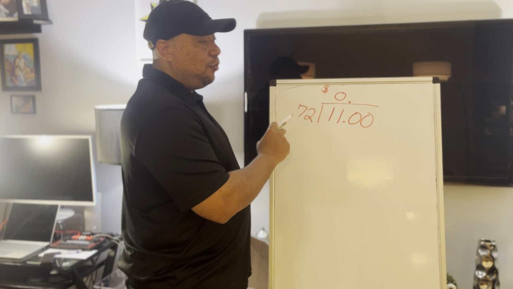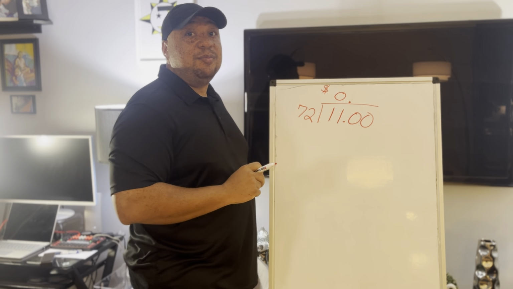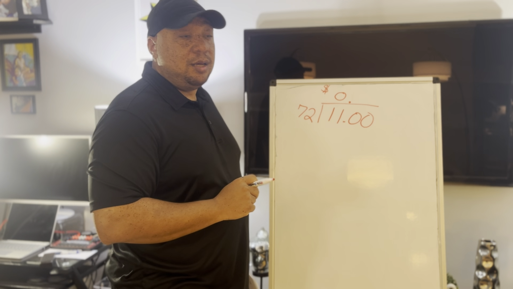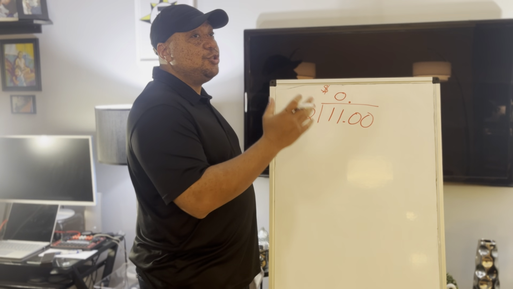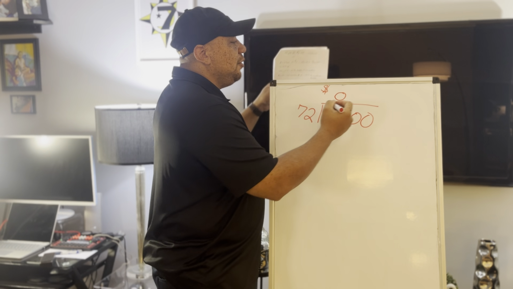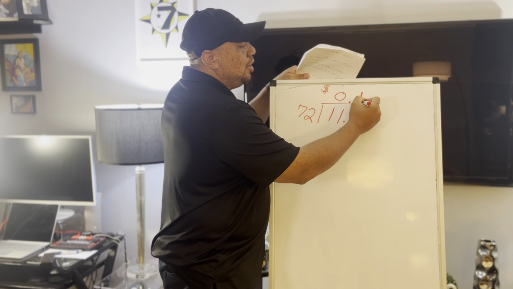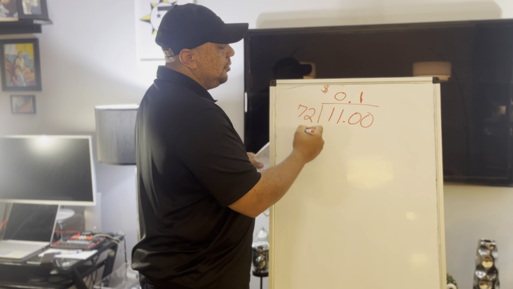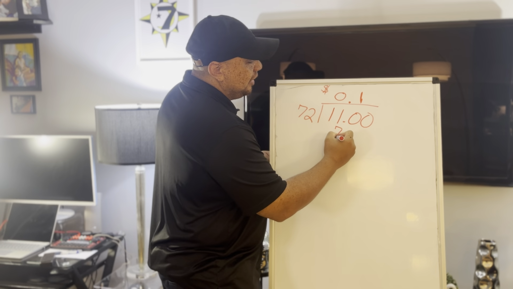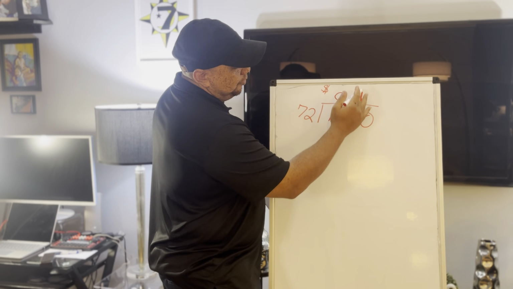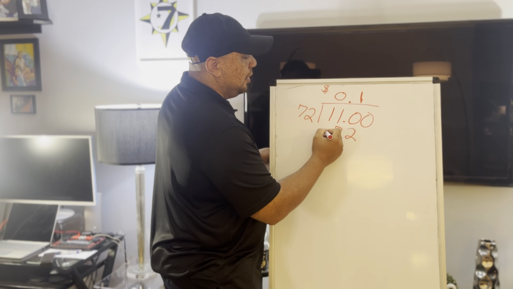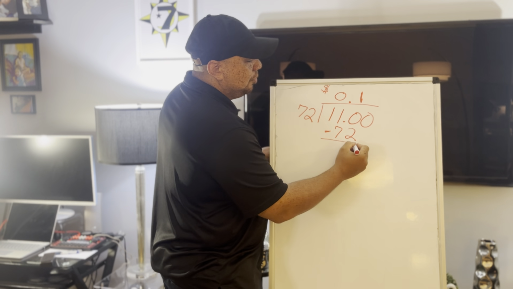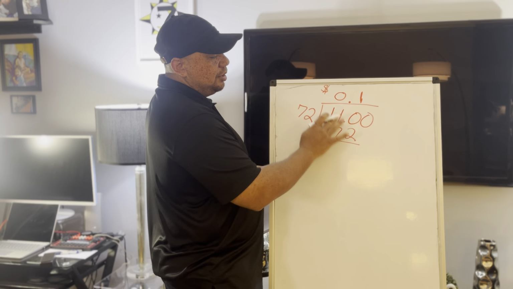Well, let's see. If we double 72, that would be 144. Okay? So we know 2 times 72 is too much. So therefore we already know that it's 1. Okay? So 1 times 72. You line it up, you line everything up in the same column, and then you take 72 away, and you get what's left.